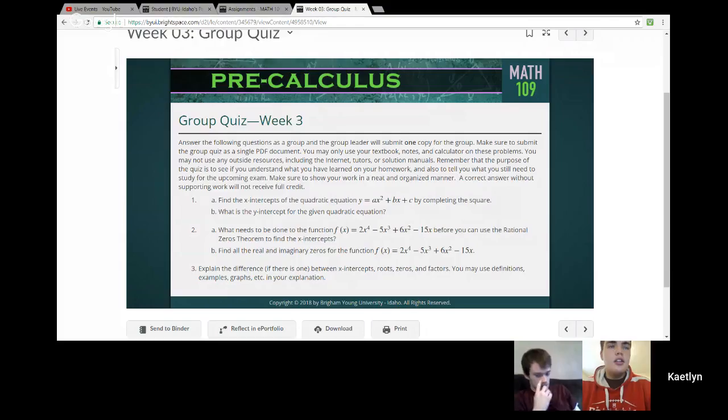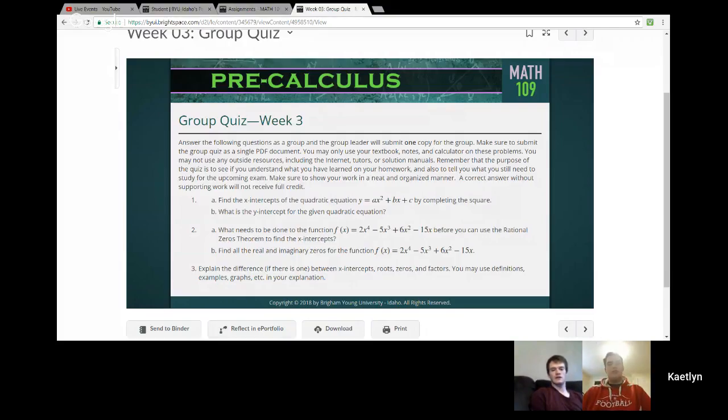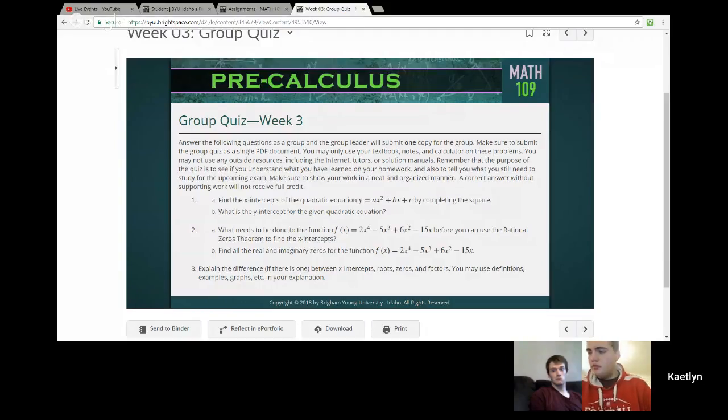That's so easy. 2x to the fourth subtract 5x cubed plus 6x squared minus 15x. So what has to be done before we can use the rational zero theorem to find the x-intercepts? So what can you do before you use that? We just got to take out an x, right? Yeah, I think we need to take out the x.